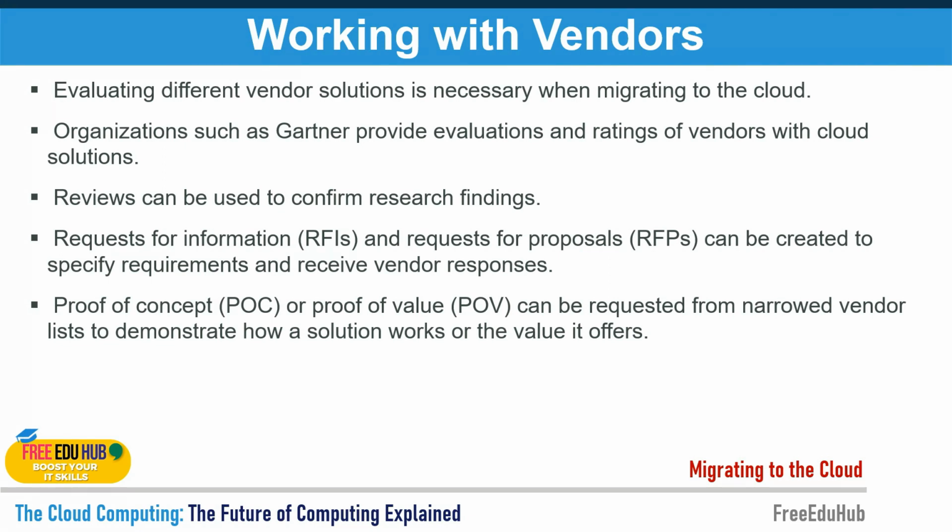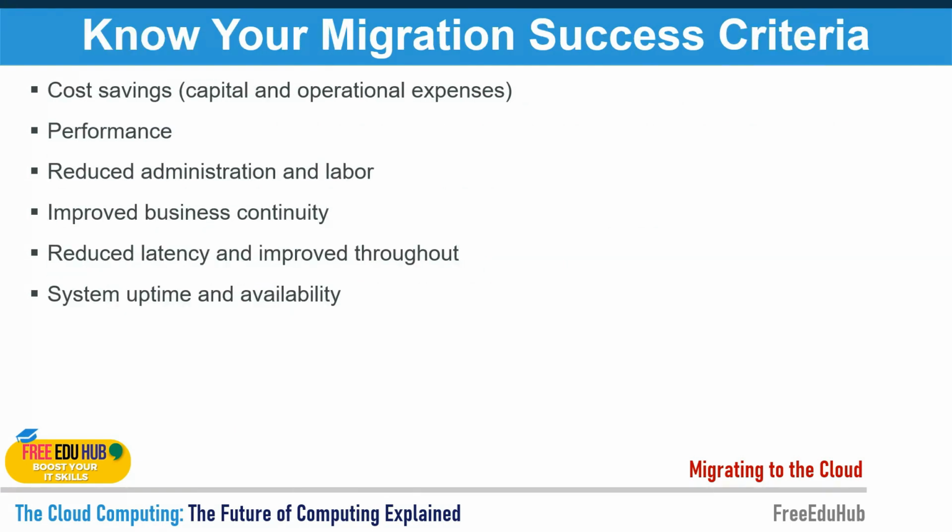Now, requests for information, RFIs, or requests for proposals, RFPs, can be created to specify requirements and receive the vendor responses. That's a normal process if you're purchasing anything from the cloud service provider, or even if you're purchasing certain items for your organization. Now, proof of concept and proof of value can be requested from the narrowed-down vendor list to demonstrate how the solution works and to value these services.